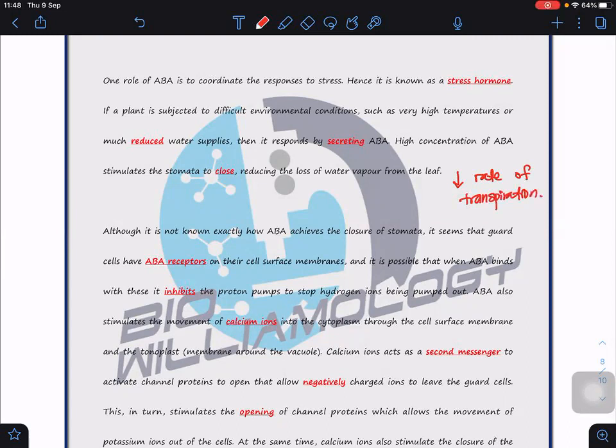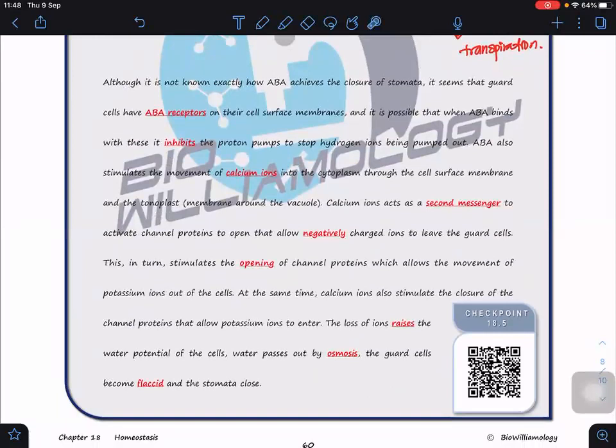Okay. How exactly ABA achieves the closure of the stomata is not completely understood. But it seems that guard cells have the ABA receptor on their cell surface membrane, and it's possible that when ABA binds to this receptor, it can inhibit the proton pump to stop hydrogen ions being pumped out. So first thing, it inhibits the proton pump. ABA also stimulates the movement of calcium ions into the cytoplasm through the cell surface membrane, because it opens the calcium ion channel, by facilitated diffusion.